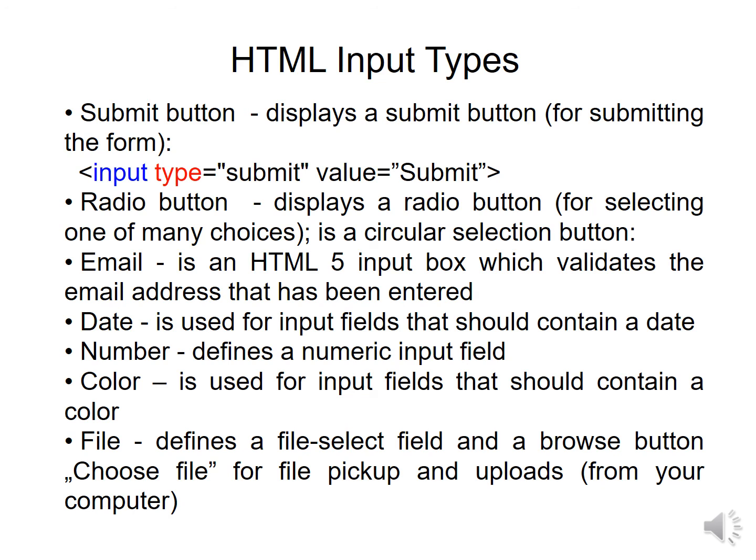In a form, the file value of the type attribute allows you to define an input element for file uploads. This displays a Browse button, which the user can click on to select a file on their local computer.